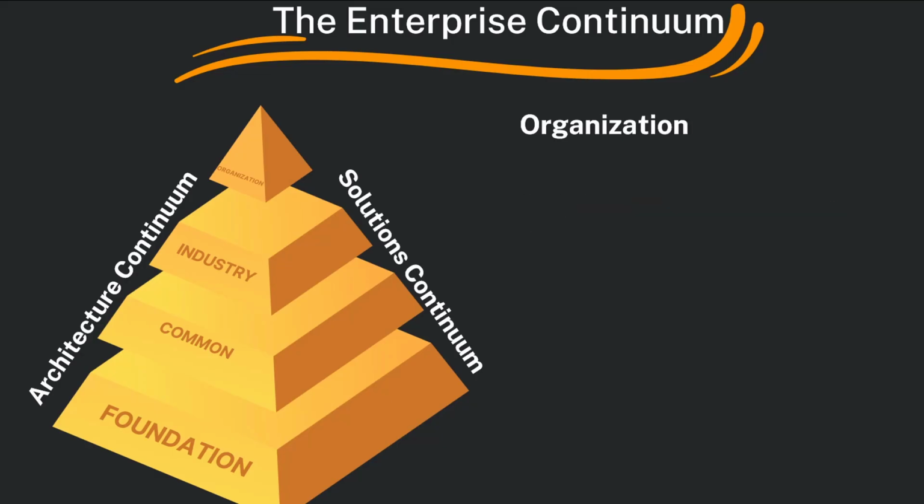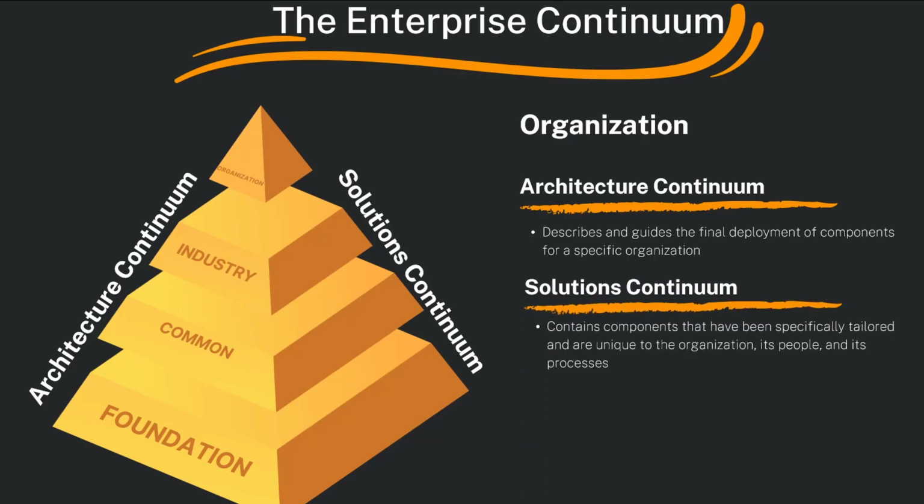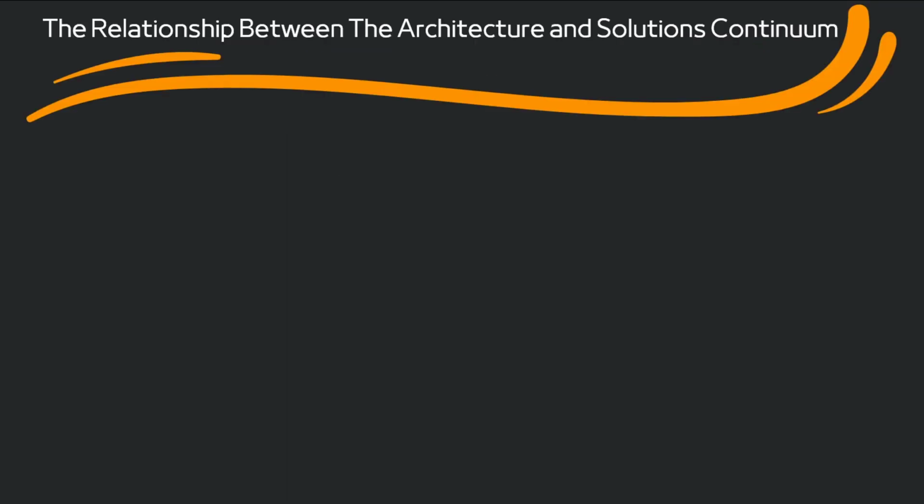And finally, the highest level of specification is the organization solution type. On the architecture continuum, this is a very detailed document that describes and guides the final deployment of components for a specific organization. On the solution continuum, this usually contains components that have been very tailored and are very unique to an organization. It is people and culture and it is processes. The relationship between the architecture and solution continuum is stated.